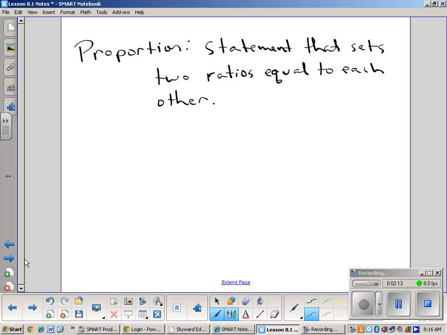All right. So ratios are just comparing two things, and then when we write it as a proportion, we're taking two ratios. They're comparing the same two items, and we put them equal to each other. Okay.